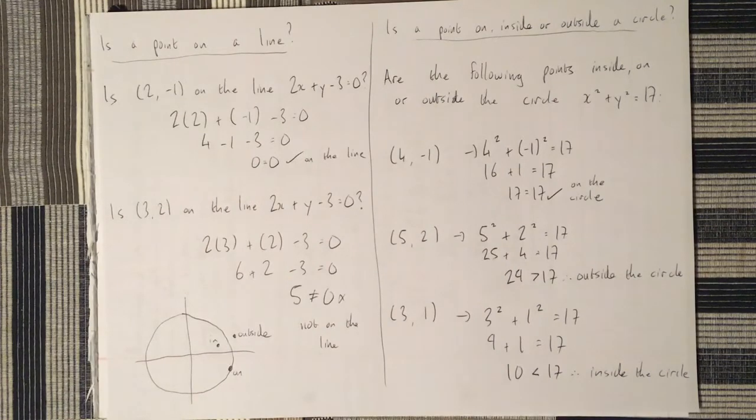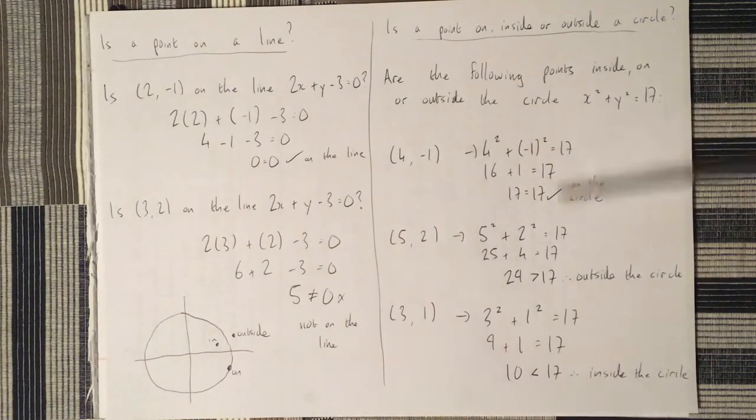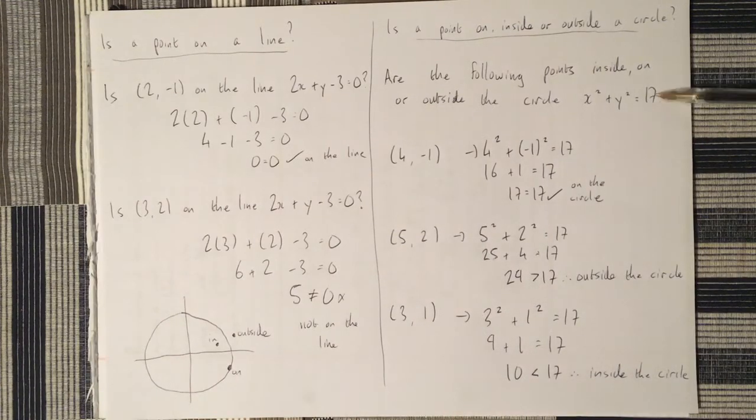Okay, so that's all we mean. If you were to draw that accurately and plot those points accurately, you would find that they are on, in, and outside the circle. Okay, that would be another way of doing the question. You could, if you want, draw the circle and plot the points, but this way is way quicker. Just sub them in for x and y. If you get equal to 17, you're on, etc. I'll go through a summary of that on the next page.